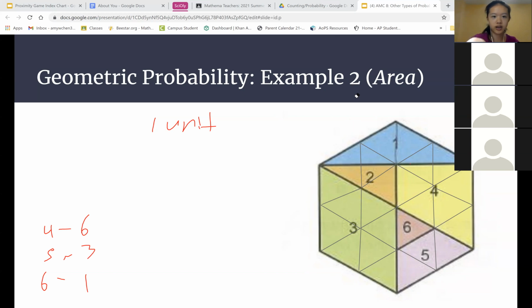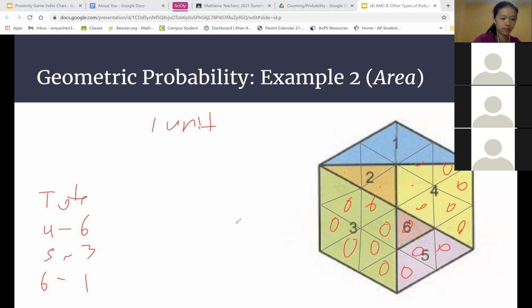Okay, so now we can find the total area. And for that, we just count up how many triangles there are. There's 1, 2, 3, up to 24 total triangles. So let's write that down.